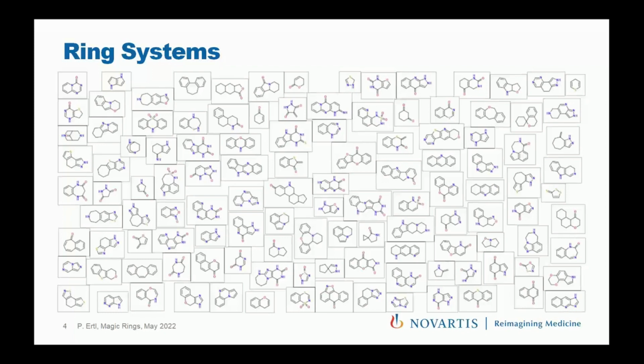Here you can see some examples: very simple systems with just one ring, like this one, fused systems, systems connected by a single bond, but also some non-classical ring fusions like this. And we can also see several spiro systems here.